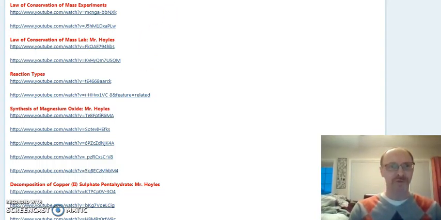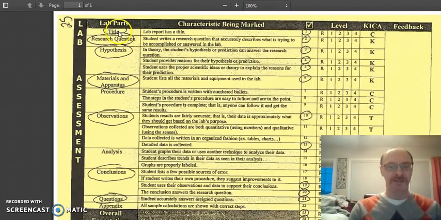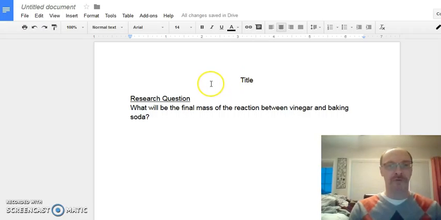Okay, so go to the rubric. It says you're going to need a title. All right. So in Google Docs or in your word processor, up here where it says untitled document, you want to type in a title, okay? And something like Law of Conservation of Mass Lab Report is good enough for that.